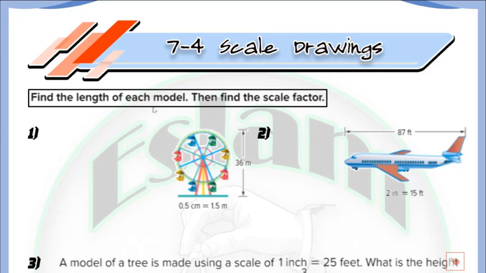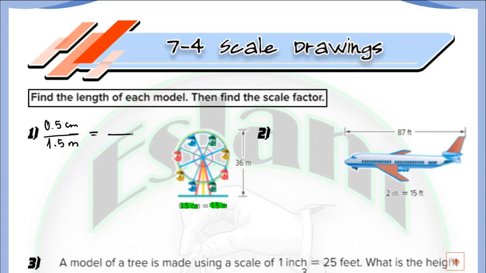We need to find the length of each model, then find the scale factor. To start finding the length of the model or the actual length, I will start writing the drawing scale. The drawing scale that we have: for each 0.5 cm in model, it represents 1.5 meter in real. So I will start writing as a fraction. We have 0.5 cm, it represents 1.5 meter.